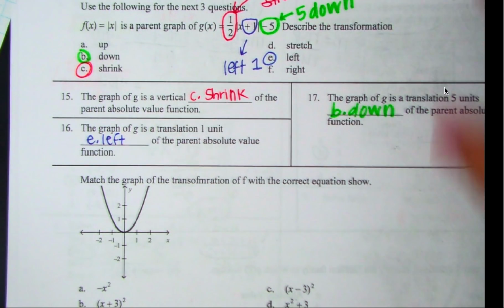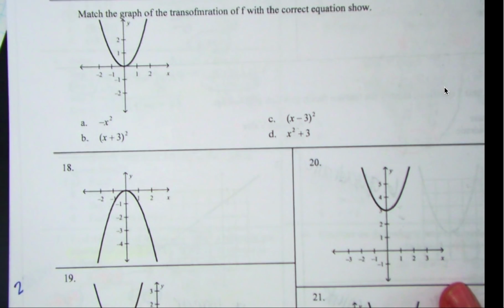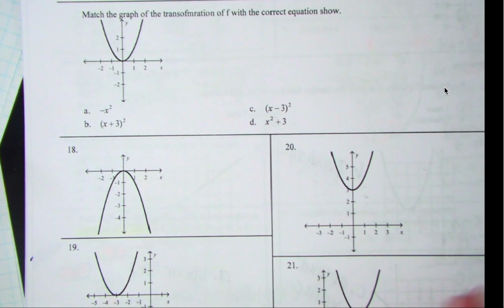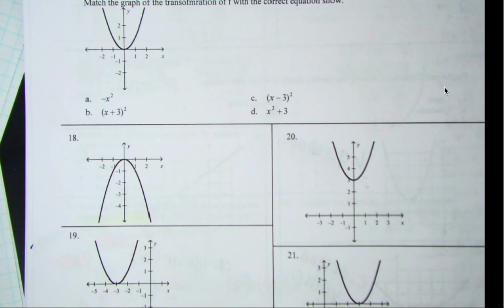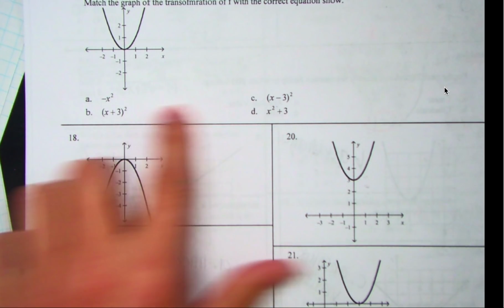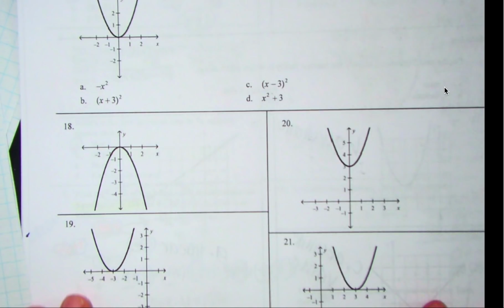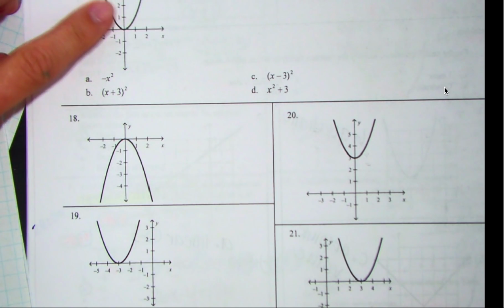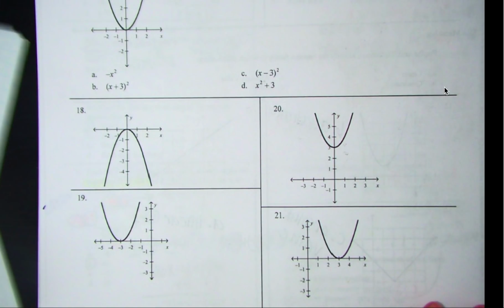Number 18 through 21 has to do with this graph that they give us up here. So we're going to use the quadratic right here that they give us, and then we're going to figure out which A through D go with each of these graphs 18 through 21. So again, our parent function is here, and we're going to compare that.